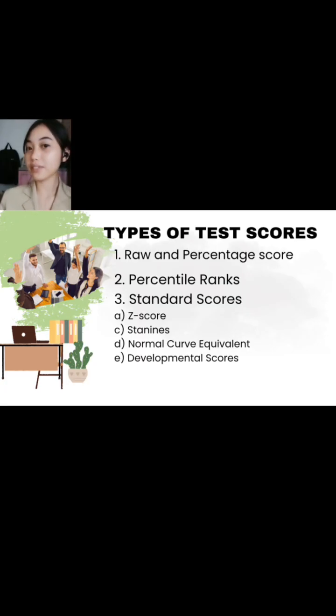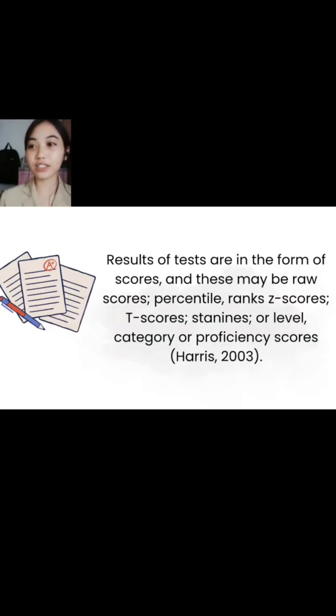Here are the types of test scores: raw and percentage scores, percentile ranks, standard scores and those associated with standard scores, Z-scores, T-scores, stanines, grade equivalent, and developmental scores. So, according to Harris 2003, results of tests are in the form of scores, and these may be raw scores, percentile ranks, Z-scores, T-scores, stanines, or level, category, or proficiency scores.